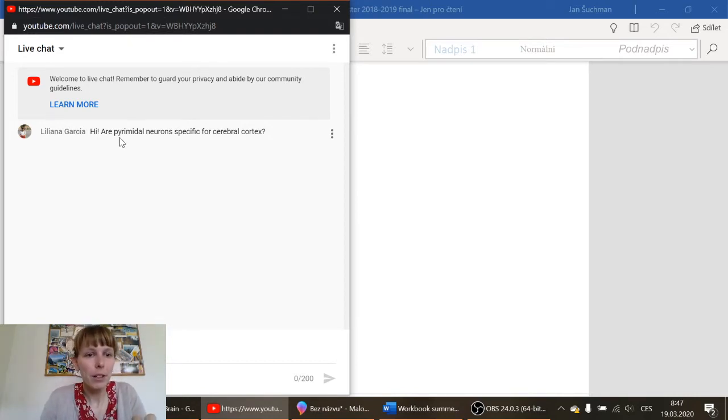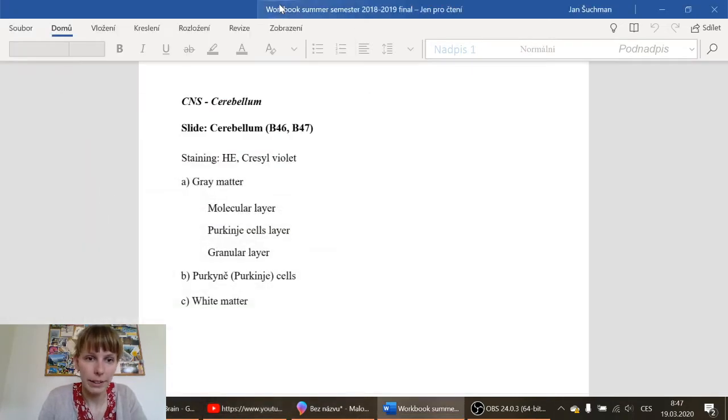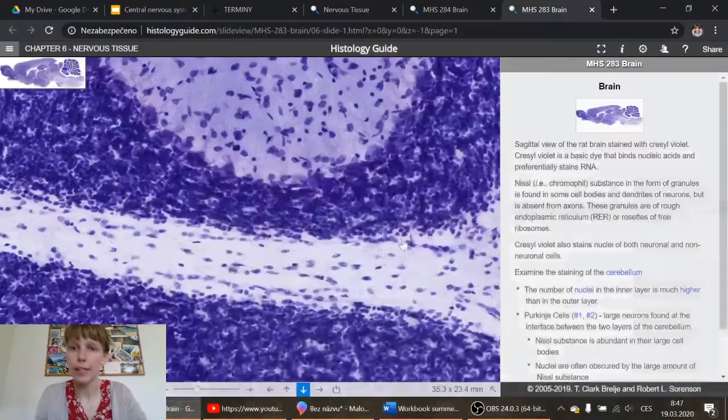So are pyramidal neurons specific for cerebral cortex? Yes, they are. There can be big Golgi type 1 neurons in other places like the spinal cord, but in the cerebral cortex they are called pyramidal cells or pyramidal neurons. So they are specific for the cortex. In cerebellum, these big neurons are called Purkinje cells. They don't have the pyramidal shape, so probably that's why they have a different name.